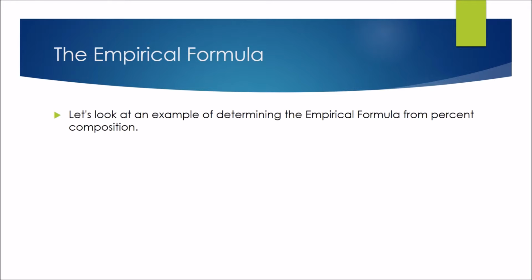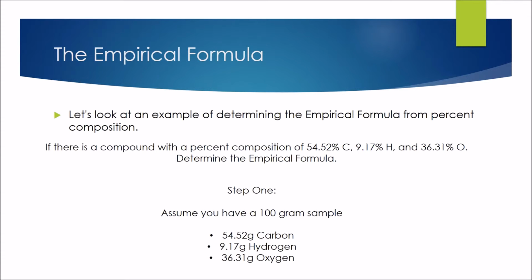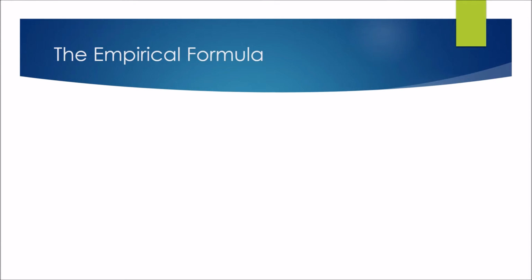Let's look at an example of determining the empirical formula from percent composition. If there is a compound with a percent composition of 54.52% carbon, 9.17% hydrogen, and 36.31% oxygen, determine the empirical formula. Step 1. Assume you have a 100-gram sample. That would mean you have 54.52 grams of carbon, 9.17 grams of hydrogen, and 36.31 grams of oxygen.